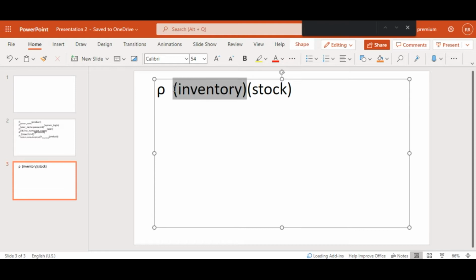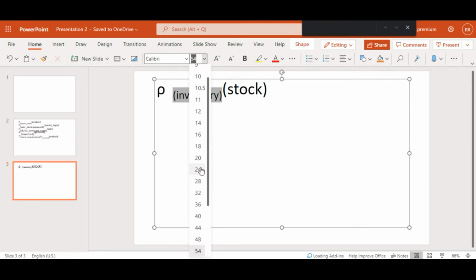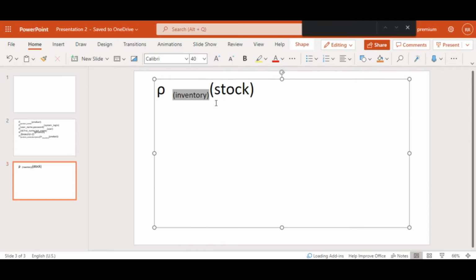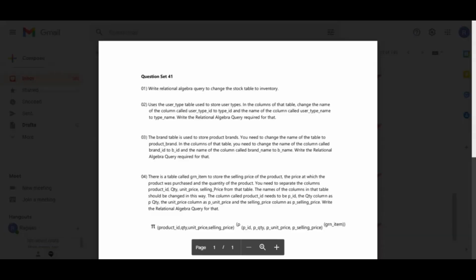And also we have to change the alignment, so I'm going to make this a subscript, change the font a little bit smaller like this, and also change this a little bit to 48. Okay, so this is the answer for question 1. So we are changing the stock table name from stock to inventory.